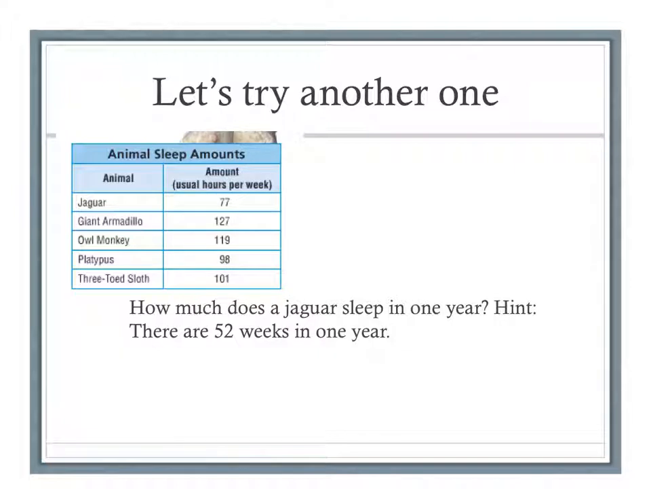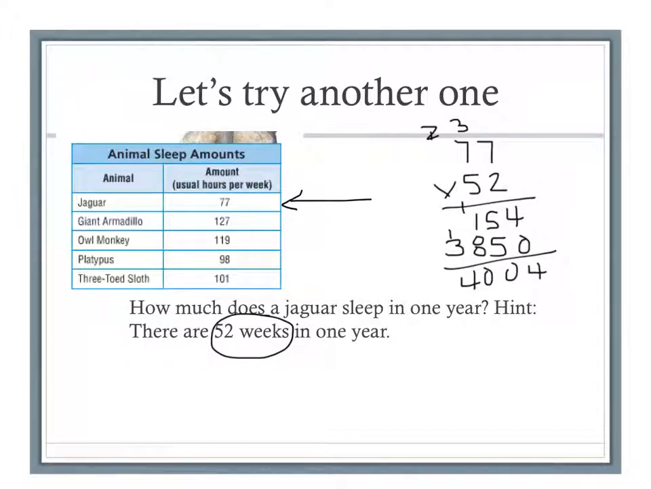Now, let's try an example using a chart. How much does a jaguar sleep in 1 year? Well, if we look at the chart, we can see a jaguar sleeps 77 hours per week. Because we know there are 52 weeks in a year, we need to multiply 77 times 52 to find out how much a jaguar sleeps. Do that multiplication in your journal now and pause the video. You should have found that a jaguar sleeps 4,004 hours in 1 year.